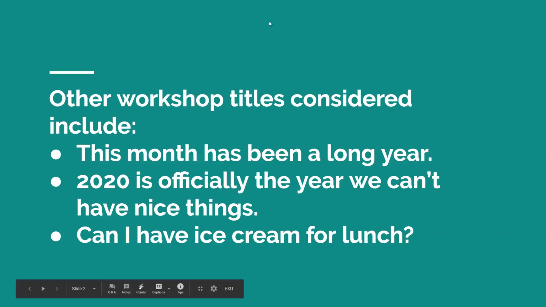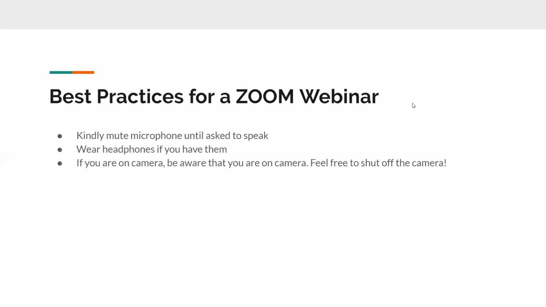So I want to talk to you about some other workshop titles we considered. This month has been a long year. 2020 is officially the year we can't have nice things. And can I have ice cream for lunch? My wife is 7.5 months pregnant. This is an actual thing. She both asked and then decided yes, she could. So thought I'd share. Okay, onward.